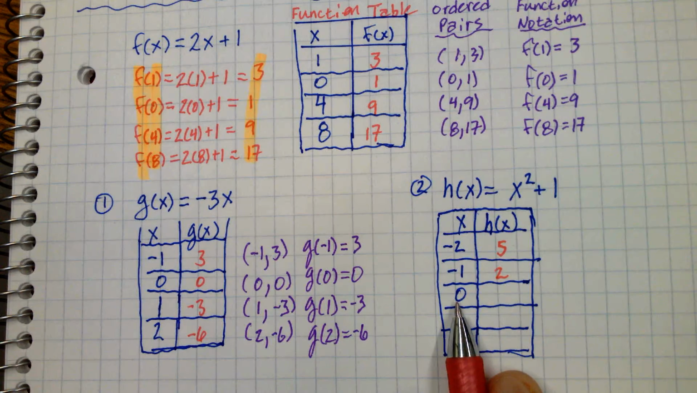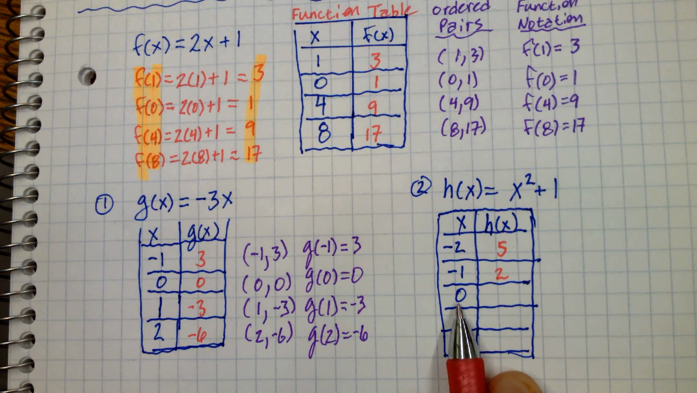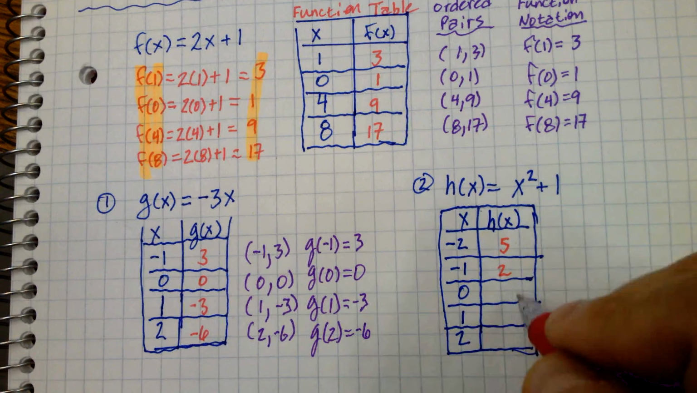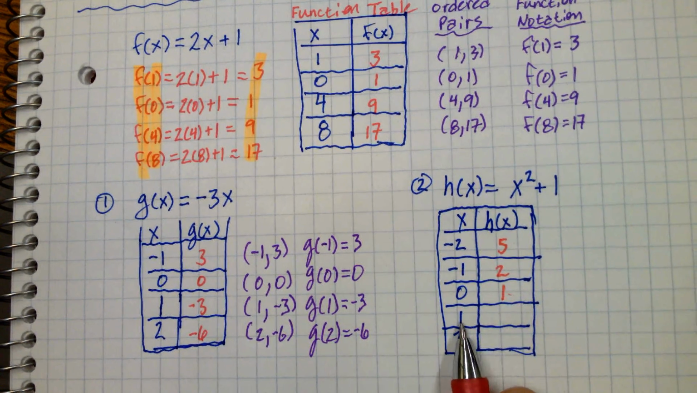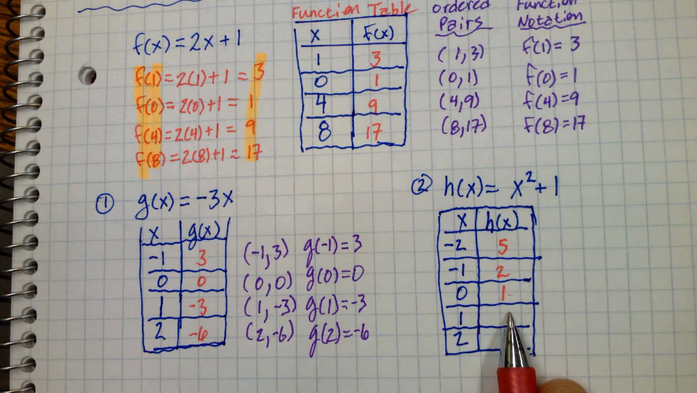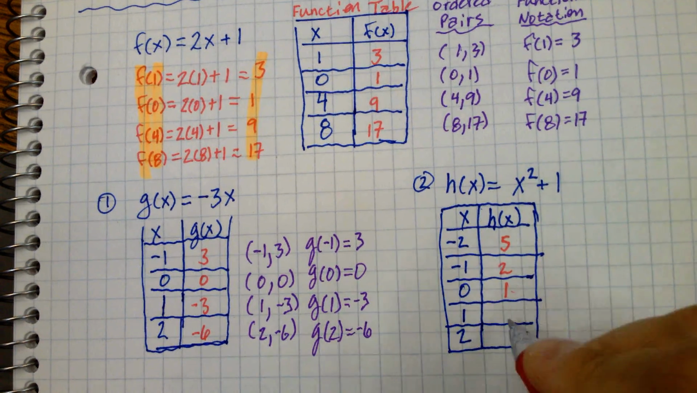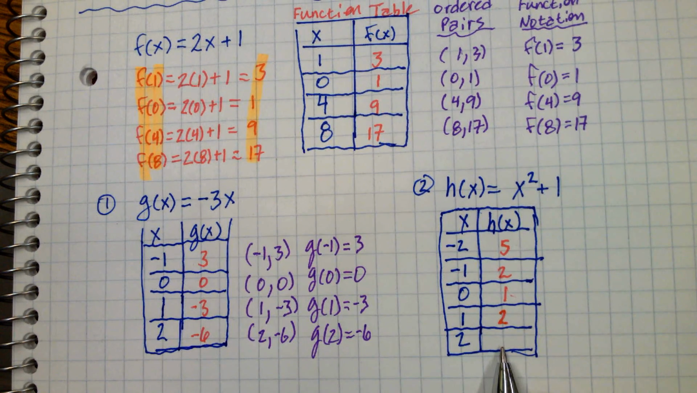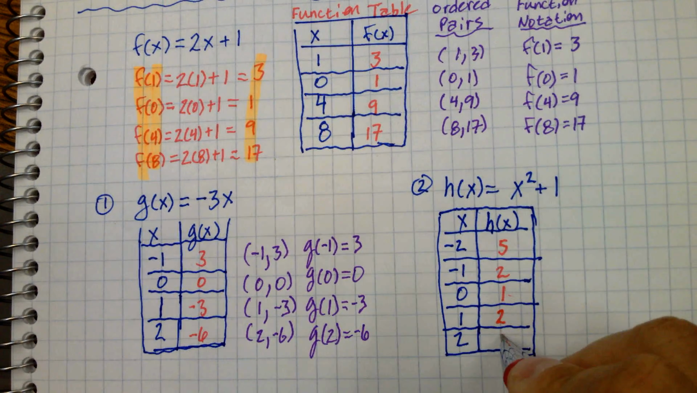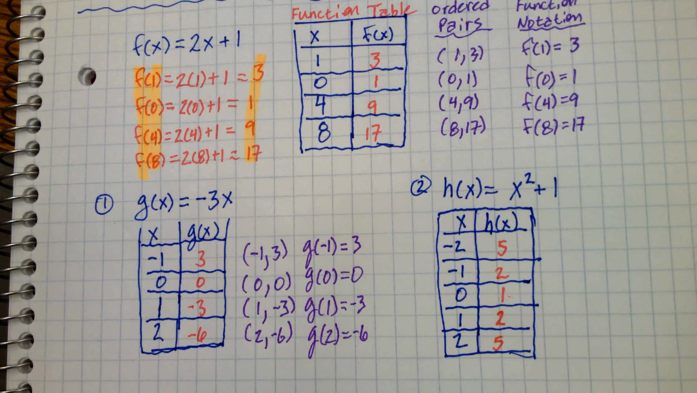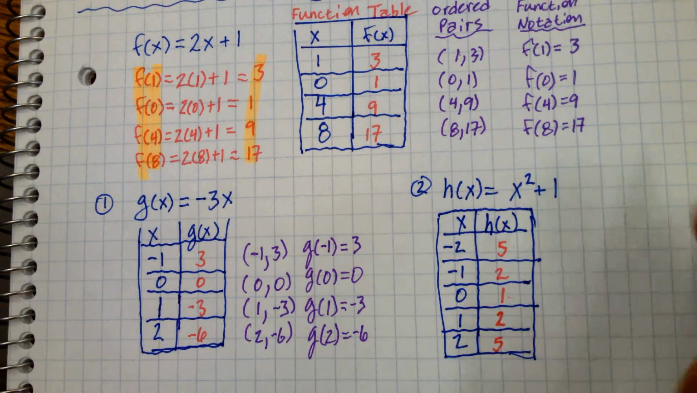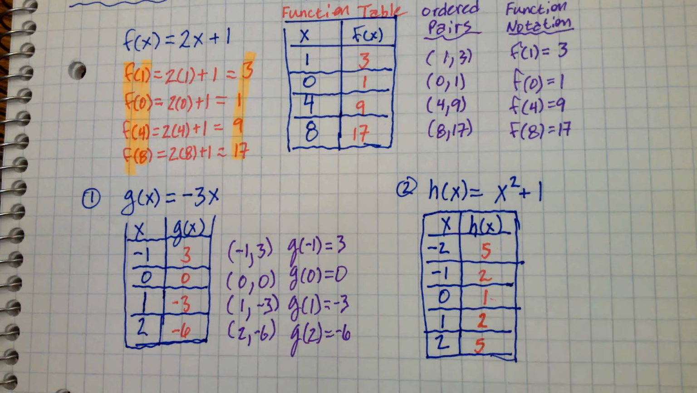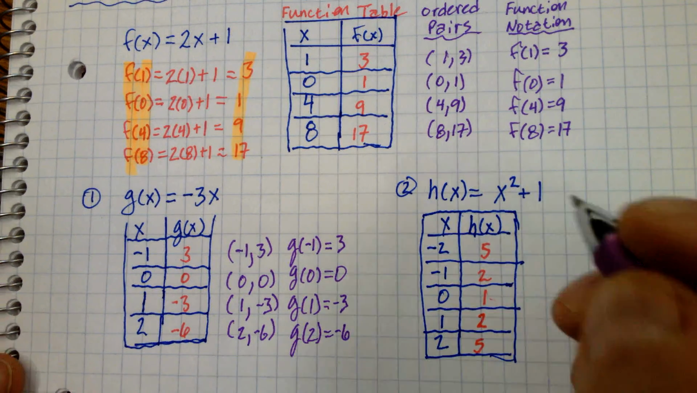Let's do that for 0. 0 squared is 0, plus the 1 is 1. And then we're here at 1, you square it, and then add 1. 2 again, right? That's that symmetry that we get from these quadratics. So what do you think the answer is for 2? 5. Yeah, 2 times 2 is 4, plus the 1 makes 5 again. So let's get the ordered pairs. Remember, this is a function. Even though the y's are repeating, it is a function.